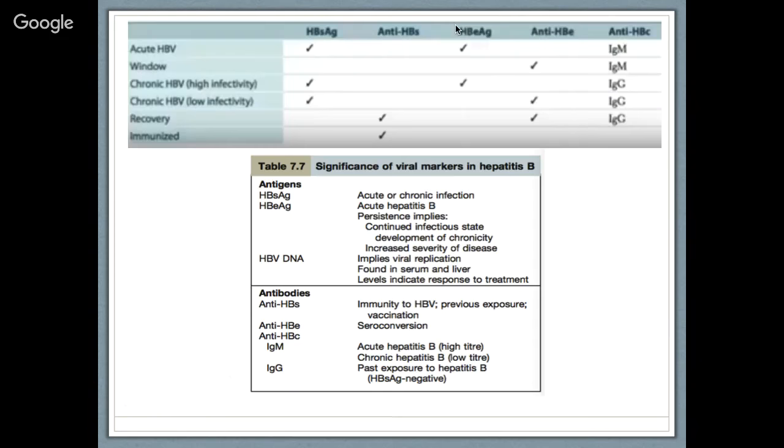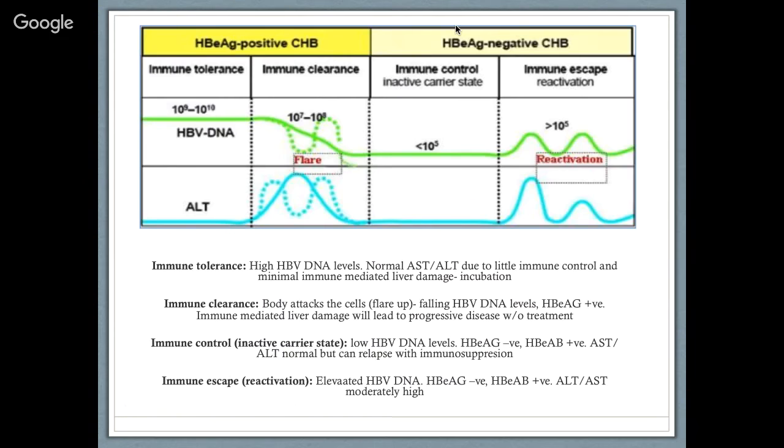Sorry that table came out a little bit blurry, but that's just some examples of the different patterns you'll get depending on what's going on. Four stages of hepatitis. I won't go through this, but you can have a look at this in your own time. Just immune tolerance, immune clearance, immune control, and immune escape.